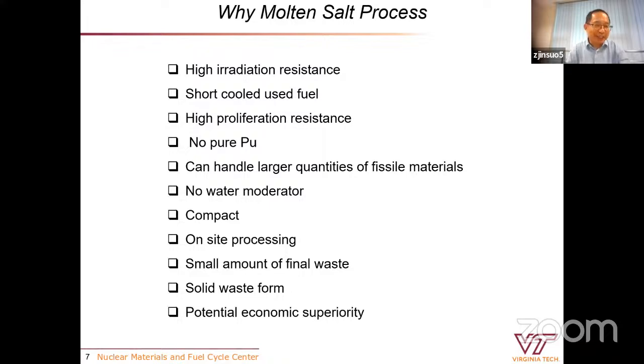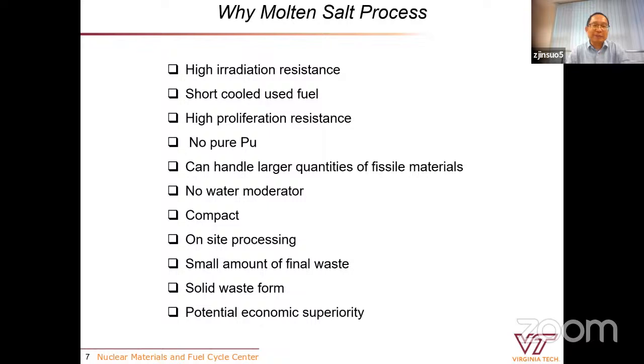Based on what I lectured now, you can see how many advantages we have for the molten salt, right? We have a high radiation resistance for the molten salt. And if we use that process, we can process short-cooled used fuel, your spent fuel, using a molten salt related process. You have a high proliferation resistance. You do not have pure plutonium production. If you really want to get it, you still can get pure plutonium, but that will be very hard, compared with the PUREX.